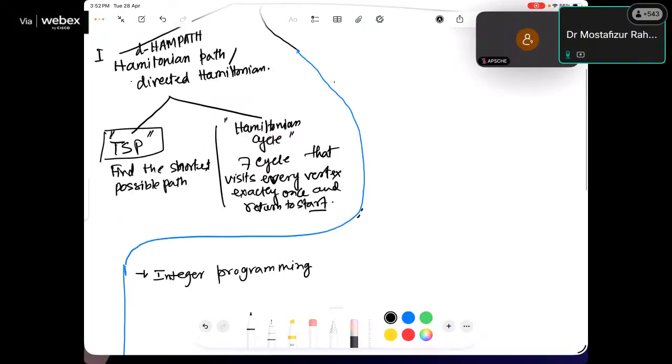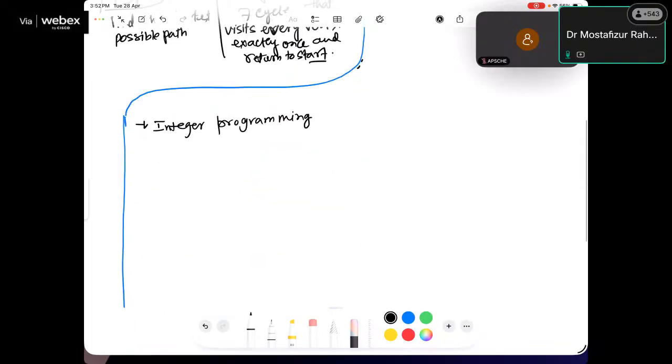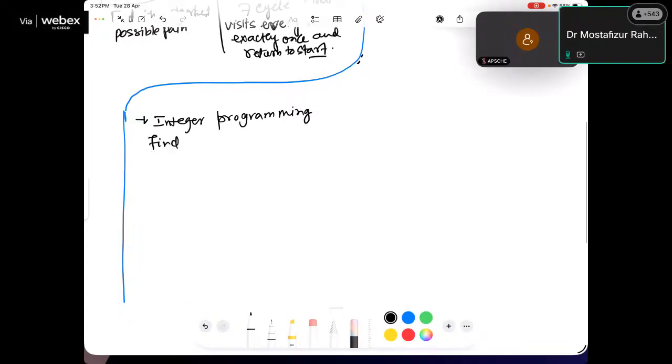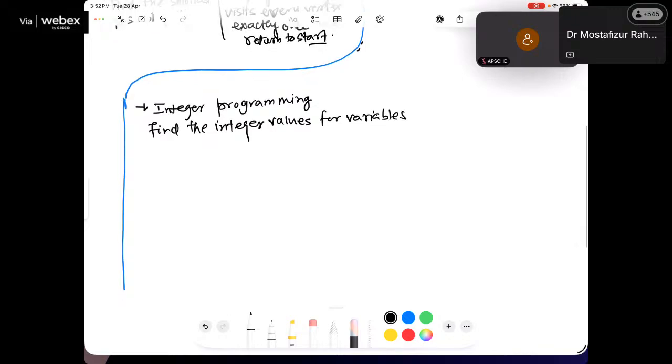Then basically another category of SAT problems. One is the integer programming problem: find the integer values of variables that satisfy linear constraints. Those are algorithms like integer linear programming, ILP, etc. Okay.